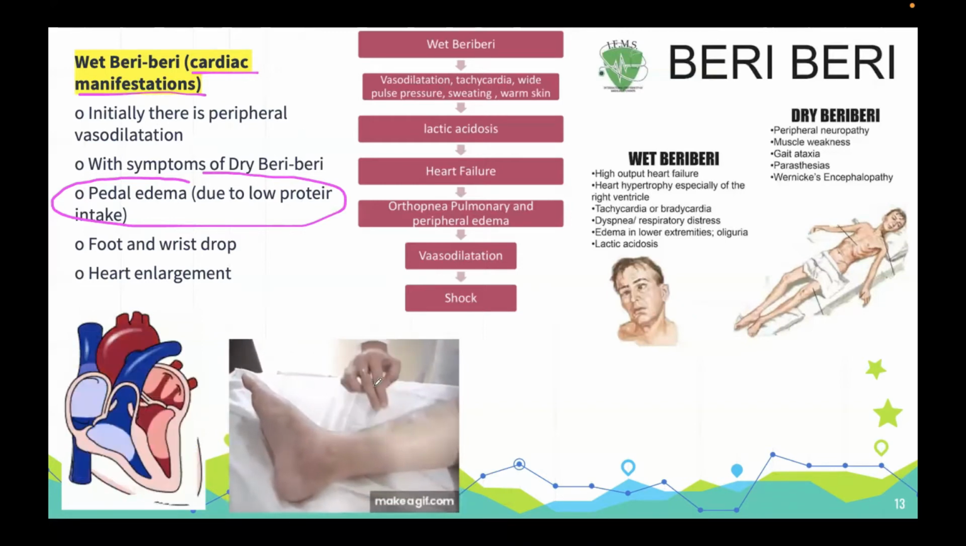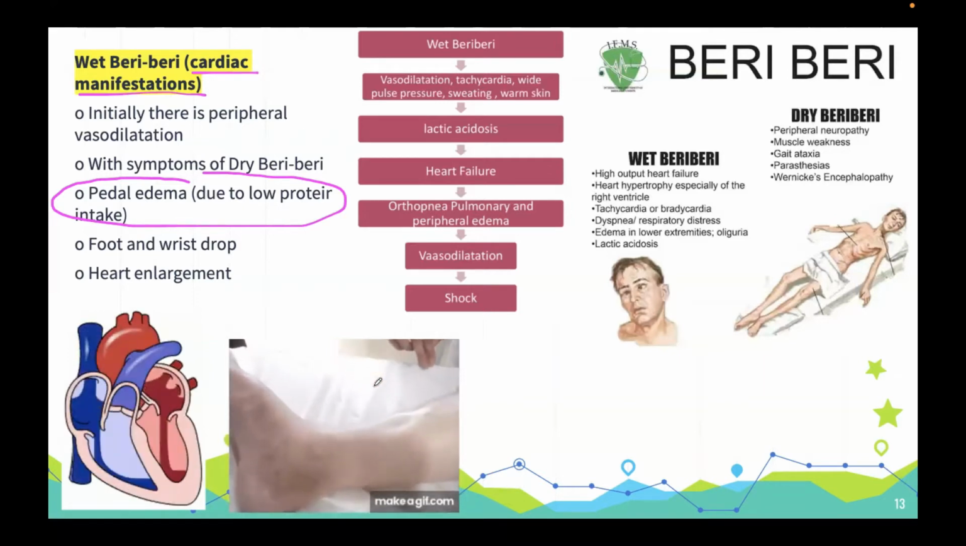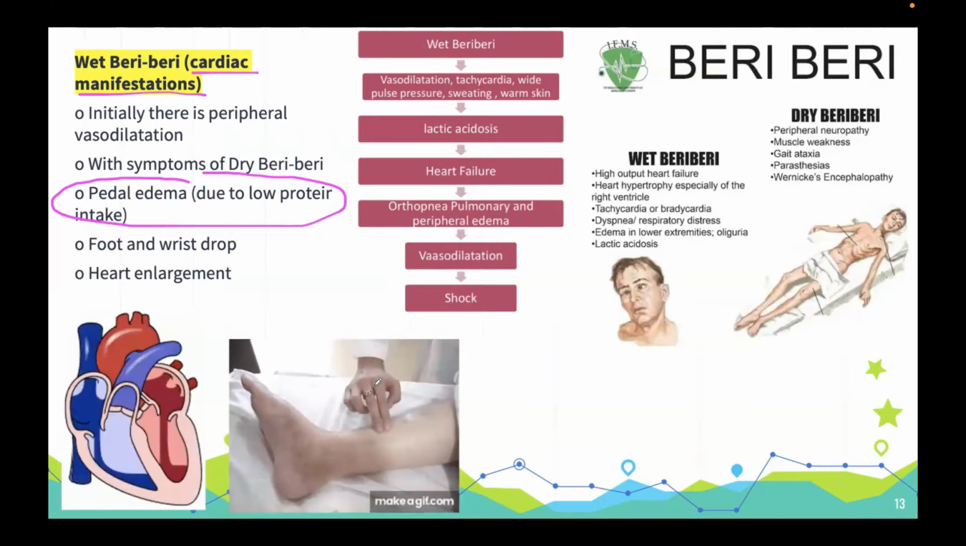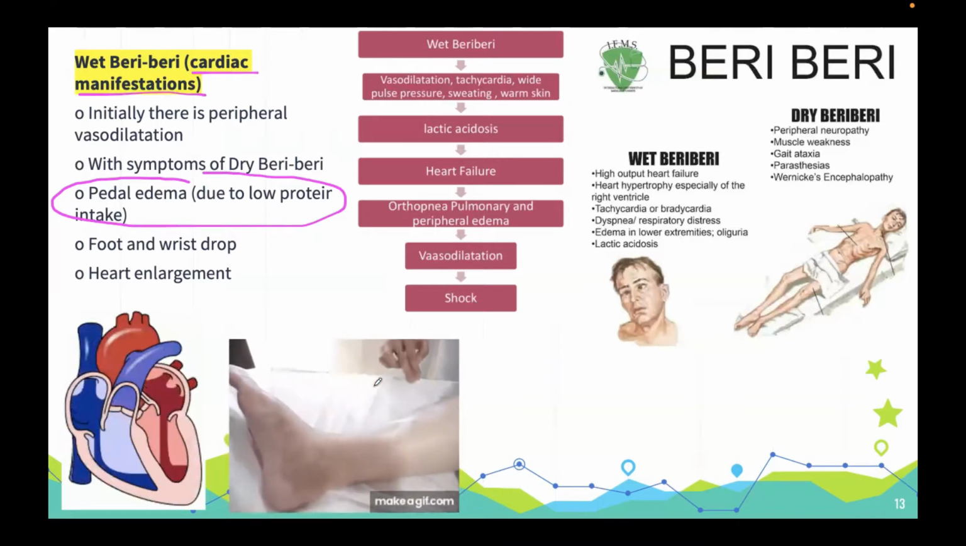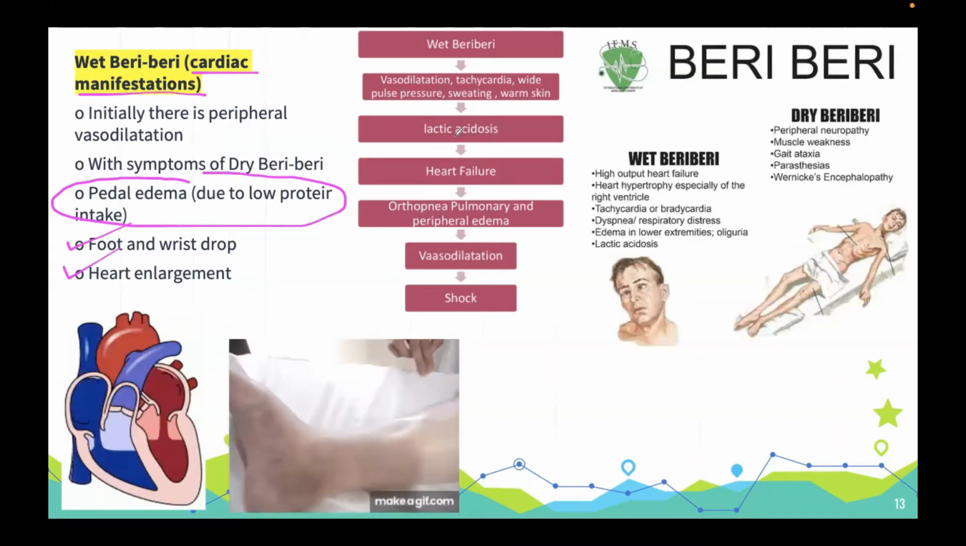Paano mo masasabi na edematous yung patient? Pag mataba siya, parang ganun, yung kanyang lower extremities. Tapos pag pinrest mo, hindi bumalik kaagad yung pinaka-muscle or yung pinaka-balat. Ayan, edematous patient po yan. So mas mapapansin po natin ang edematous patient sa mga wet beriberi patients natin. Next, meron na tayong tinatawag na foot and wrist drop and heart enlargement. So kung mapapansin, pag mga about sa cardiac natin manifestations, heart enlargement, mas ma-observe po natin sa wet beriberi.